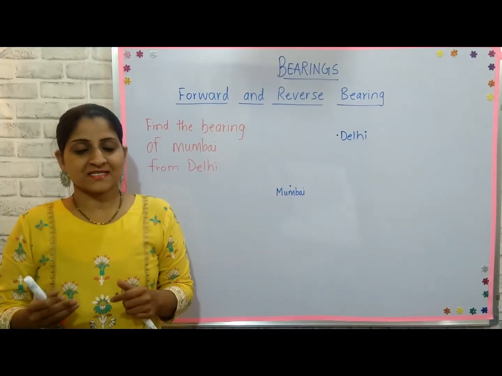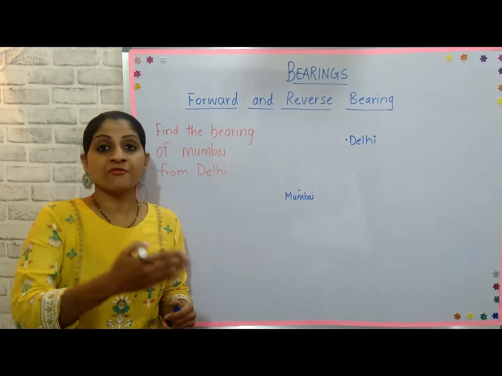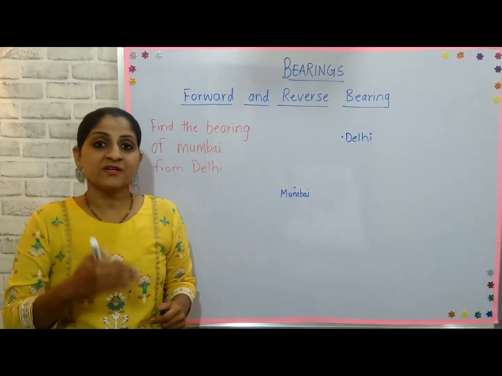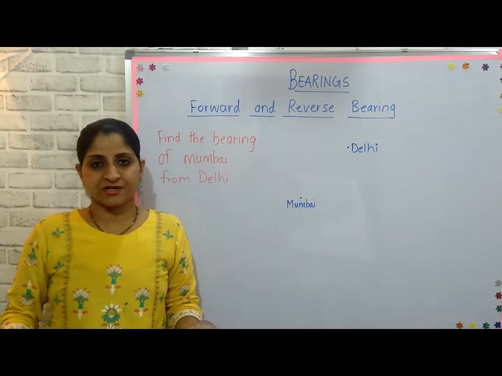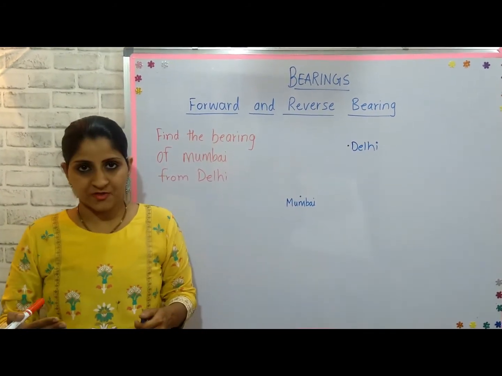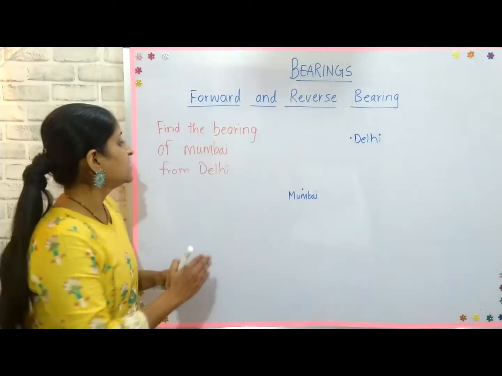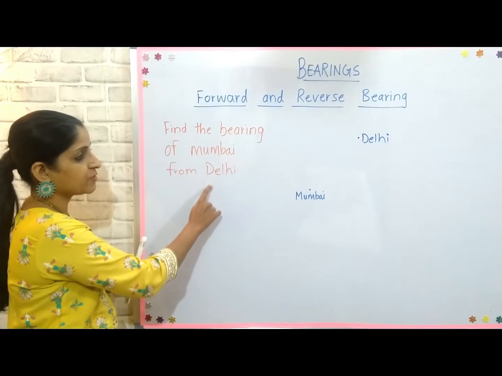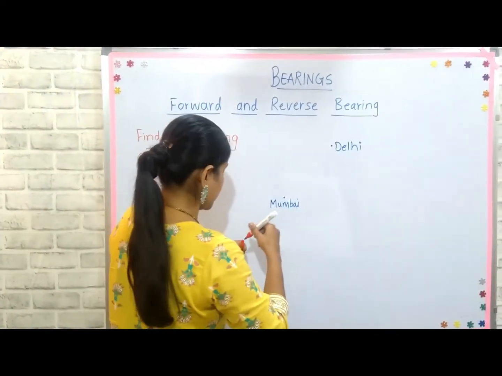In the previous example, we saw how to calculate the reverse bearing when the forward bearing was less than 180 degrees. But what if my forward bearing is more than 180 degrees? Then how will I find my reverse bearing? So, I have written an example question here. The forward bearing question says: find the bearing of Mumbai from Delhi. Mumbai is located here, Delhi is located here.